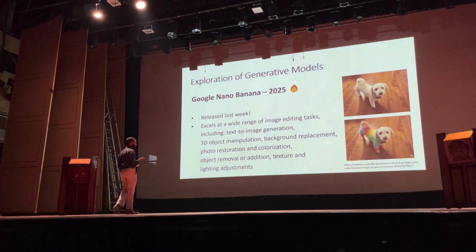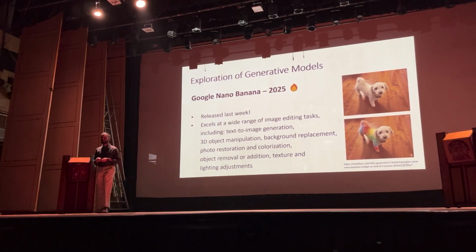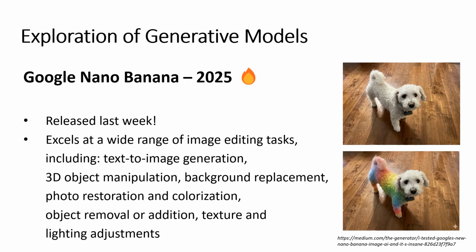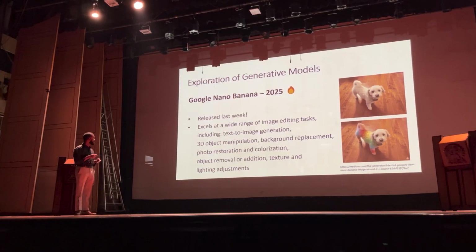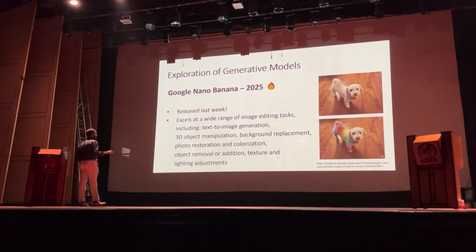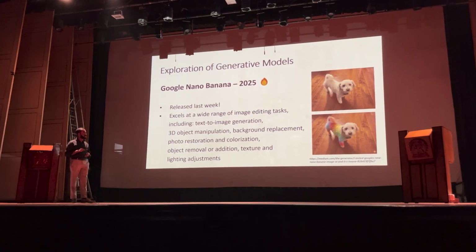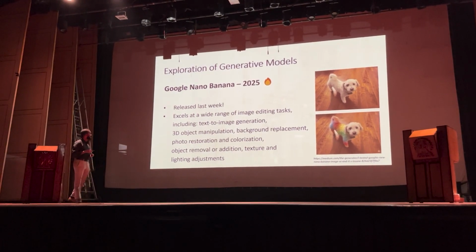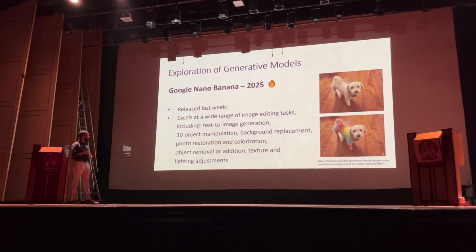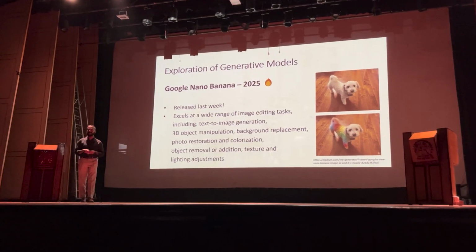And just 1 or 2 weeks ago, Google came up with this Nano Banana model. This is one model that can do a lot of these different tasks. It can do text to image, it can do 3D object manipulation, it can do background replacement, it can do manipulation based on the input image that you have. It can also do photo restoration and colorization. And it can do a lot of these things in one single model.